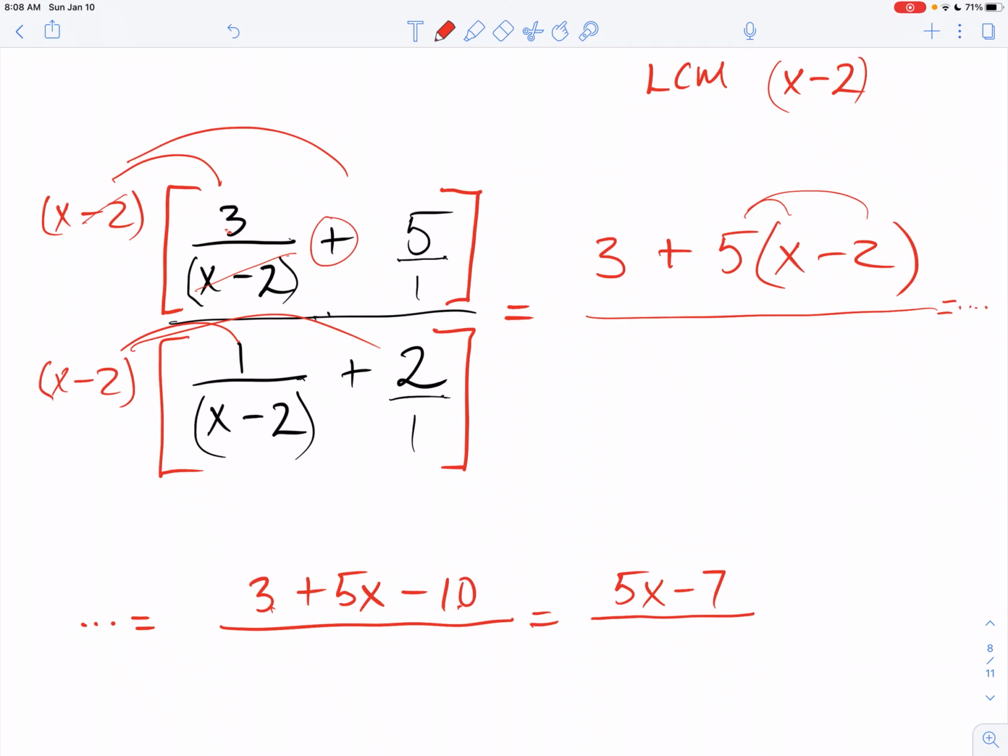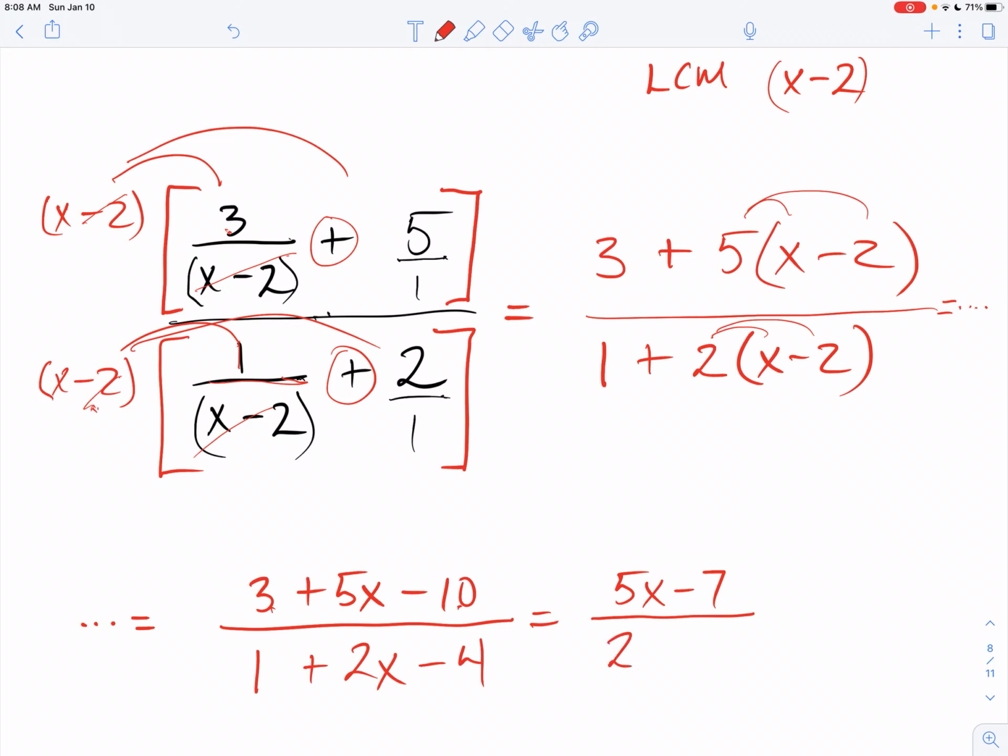Let's see what the bottom part looks like. If I multiply x minus 2 times 1 over x minus 2, I'm going to get these to cancel. I'll get a 1. Plus, I'm going to get a 2. There's nothing going to cancel here, so I'm going to have to get this thing right here. And once again, let's make it pretty. Let's clean this up. 1 plus 2x minus 4.